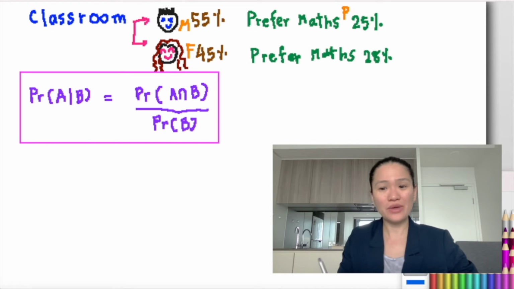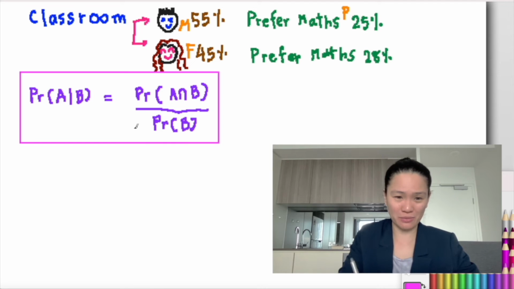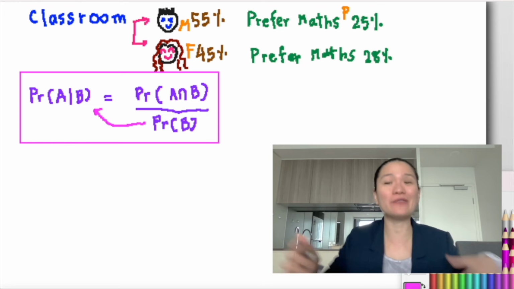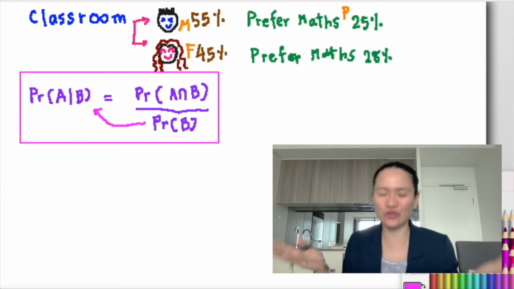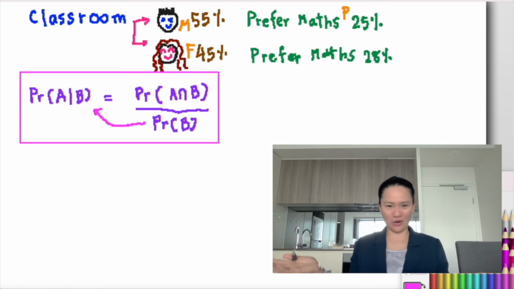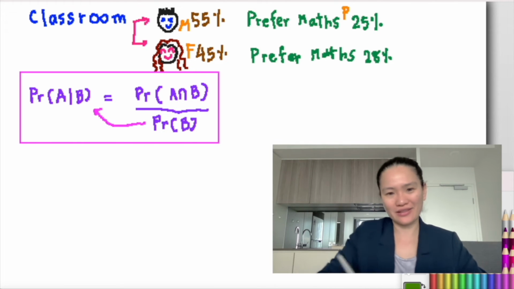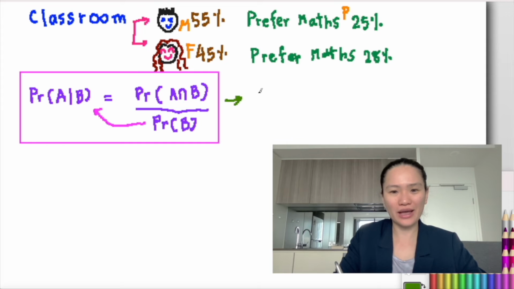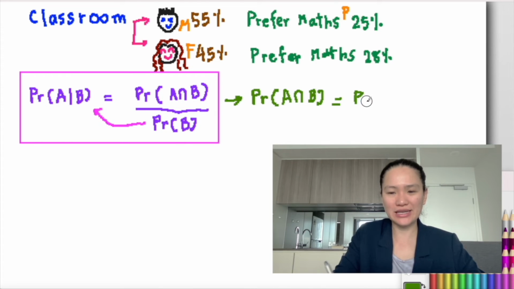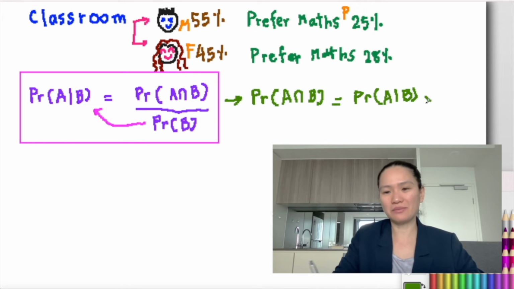So, we are able to write it in another way. If you want to learn more about how to solve equations, you can follow another of my videos as well. Next one. So we have probability of A intersect B equals probability A given B times probability B.